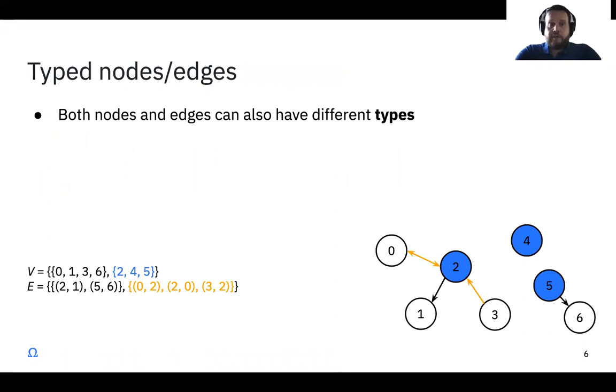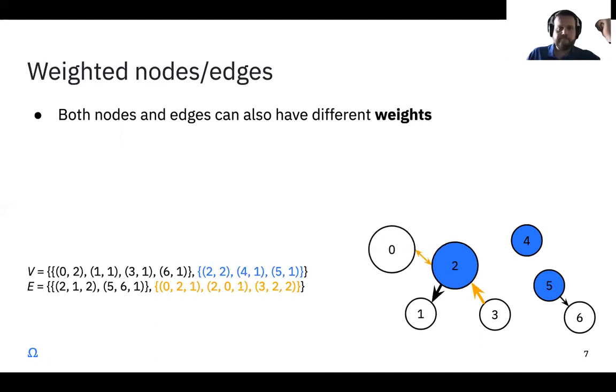You can also have typed nodes or edges. Both nodes and edges can be of various types. In our abstract example here, we have 2 types of nodes, the white one and the blue one. We also have 2 types of edges, the black one and the orange one. This will of course have some sensible semantic meaning in InfoVis applications, but I think it's a simple enough concept that we can keep it abstract here.